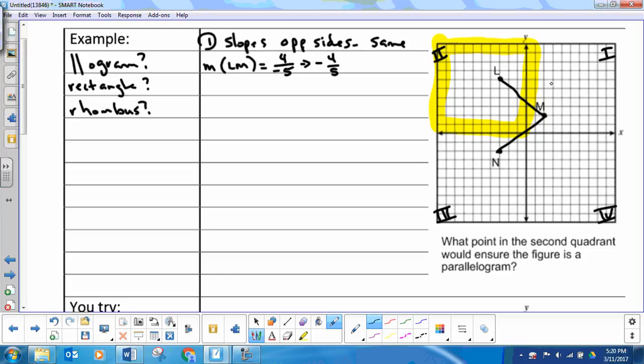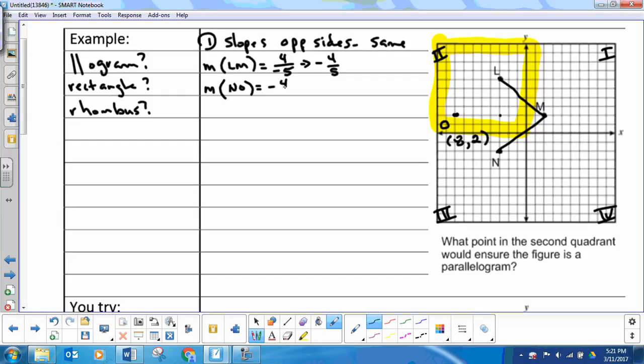Whatever I did to go from M to L, I need to do the same thing to go from N to our new point, and we're going to call that new point O. So I'm just going to put an O there. The slope of NO equals, 1, 2, 3, 4 up, and then 1, 2, 3, 4, 5 to the left. So our O is over here at 1, 2, 3, 4, 5, 6, 7, 8. We are at 8 and 2. Point O is at 8 and 2.